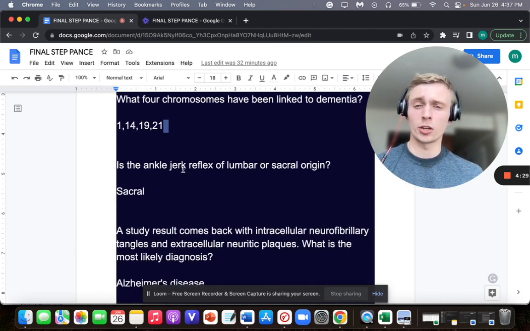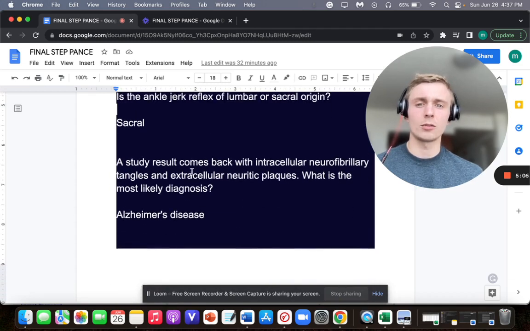Is the ankle jerk reflex of lumbar or sacral origin? The ankle jerk reflex, the Achilles reflex, is going to be sacral. Remember, S1 goes down the back of your leg and to the lateral aspect of your foot. L5, the middle of the foot. L4, the medial aspect of the foot. L4 is more the knee jerk reflex. The ankle jerk reflex is going to be S1. And L5 doesn't really have a direct reflex associated with it.